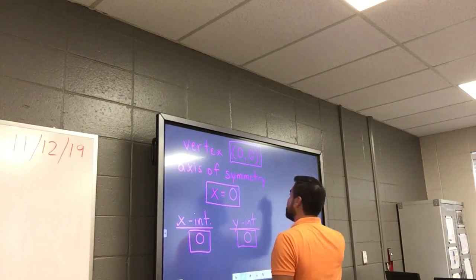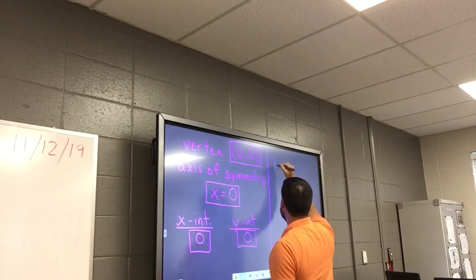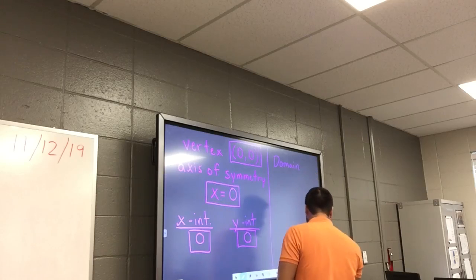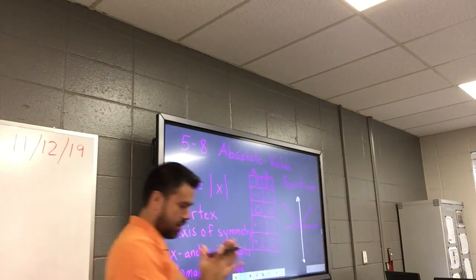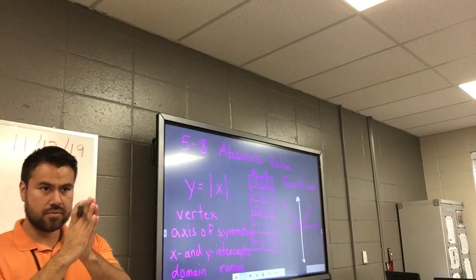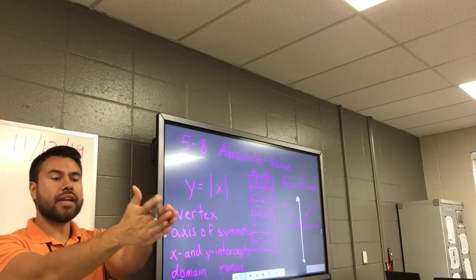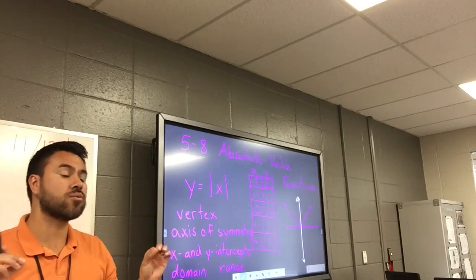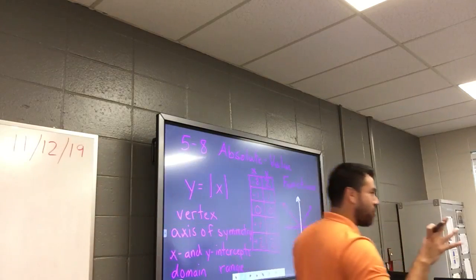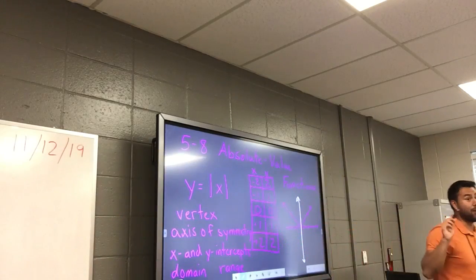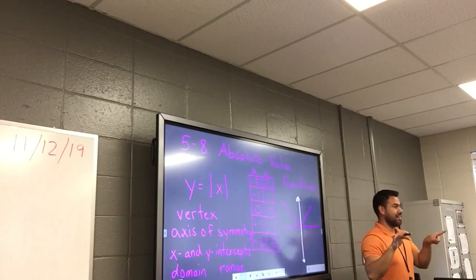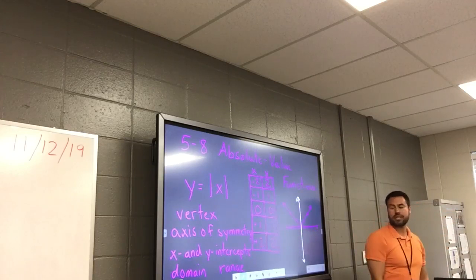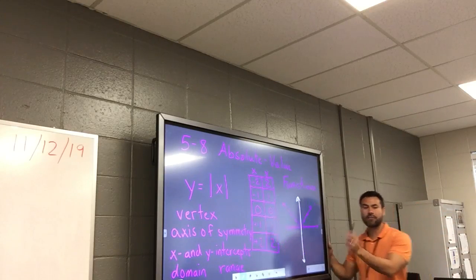This is where it gets a little tough, because it could be tough. Would domain and range just be 0, 0? No. The domain is the possible x values, and you have to write it in interval notation, not set builder notation. All right, look at the graph, guys.